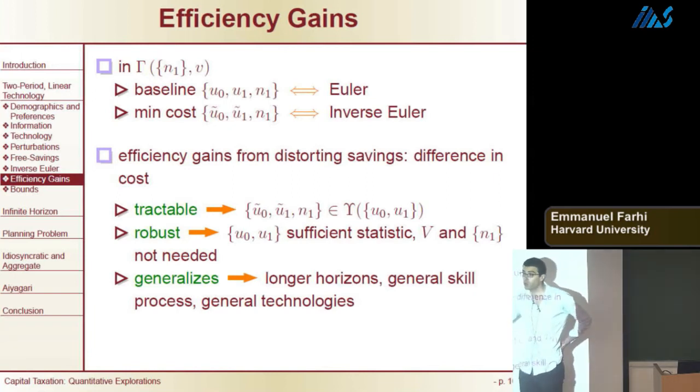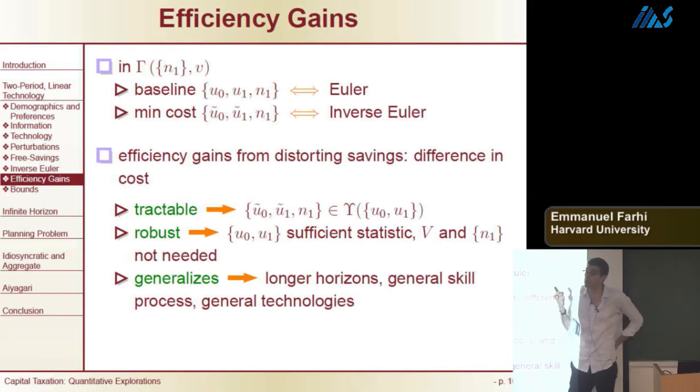Second, observe that it has the advantage also of being very robust in the sense that I actually don't need to know the labor allocation in order to determine the efficiency gains from capital taxation. Because I'm implementing the same labor allocation. So I can take the consumption allocation that I see in the world. Okay, I know it's incentive compatible for the given labor allocation there by construction. And then I can try to perturb it while implementing the same labor allocation. Okay? So in particular, I don't need to observe labor.